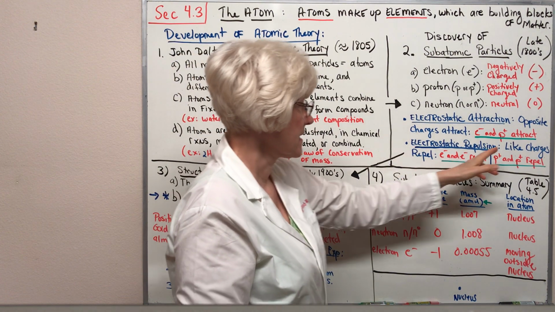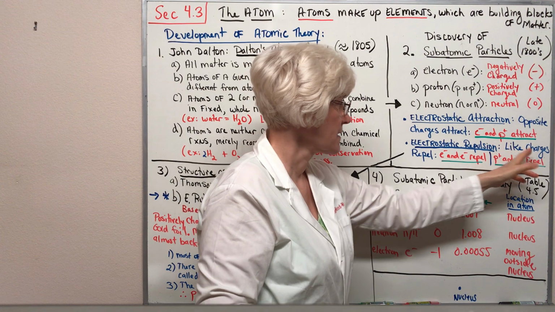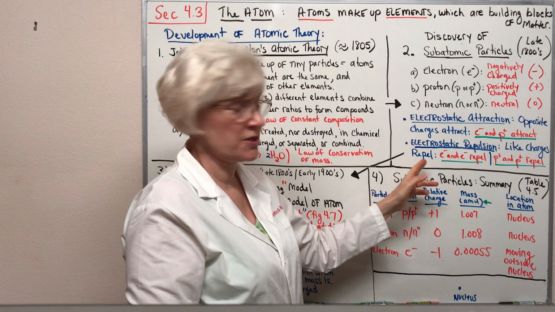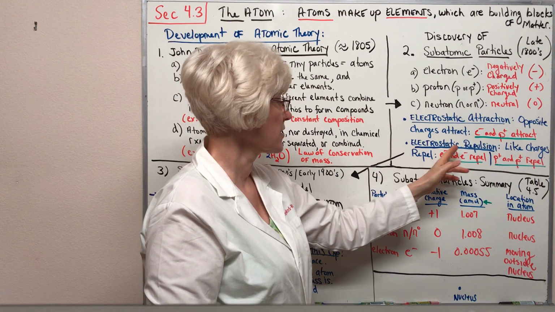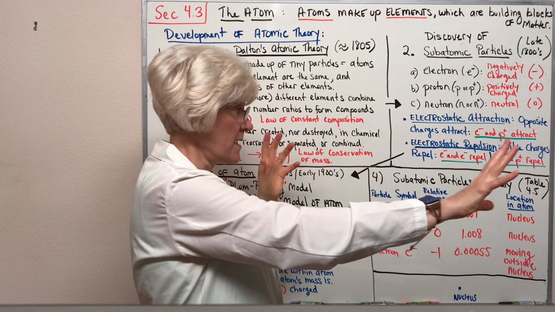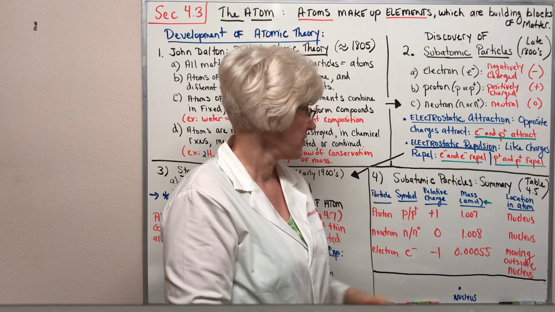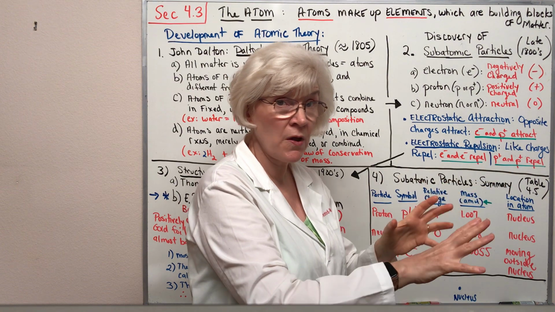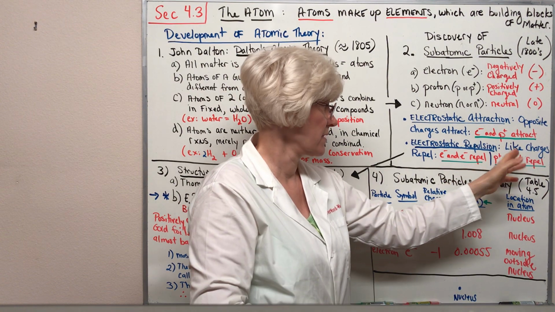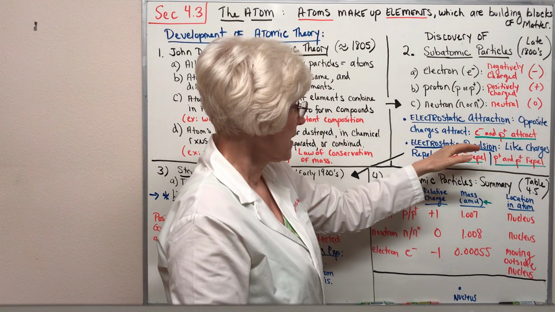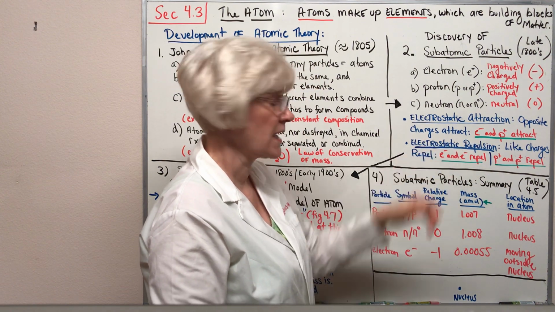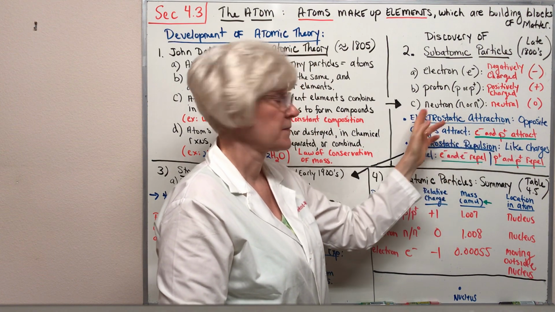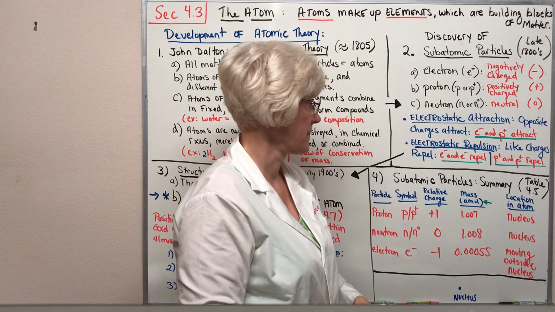There are also electrostatic repulsion forces. And in this instance, repulsion operates between like charges. So like charges repel each other. A negatively charged electron will repel away from another negatively charged electron. Positively charged protons experience repulsion with other positively charged protons. So like charge repels, electrostatic repulsion. Opposite charges attract, electrostatic attraction.